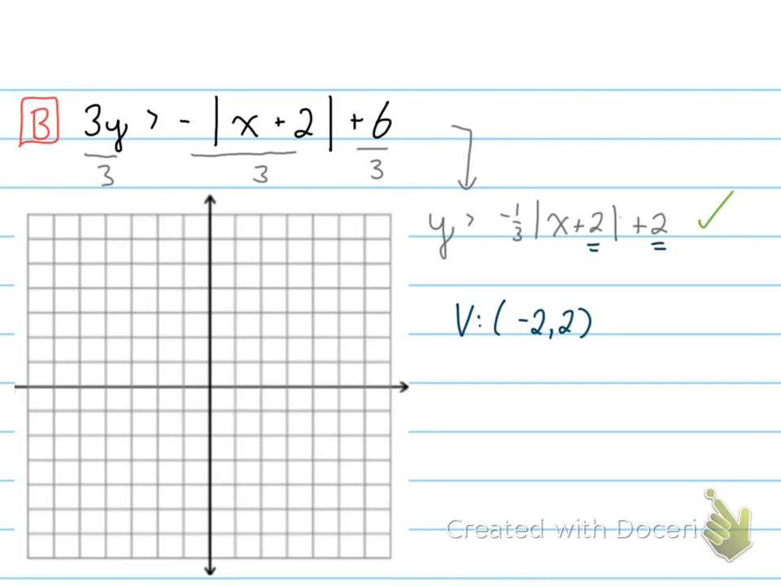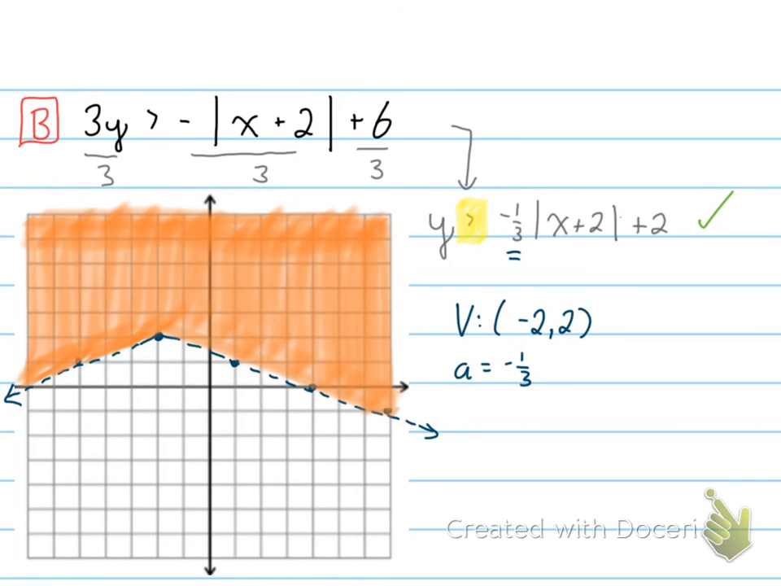My vertex is (negative 2, 2), and my a value is negative 1 over 3. So I'm going to plot my vertex. My a value is negative 1/3, so I'm going to count down 1 over 3 on both sides. Finally, looking at my inequality symbol, it's greater than. I don't want to include that line, so I'm going to make it dashed. And finally, again, I'm shading above, so I look at that vertex, I go above it, and I shade like so.